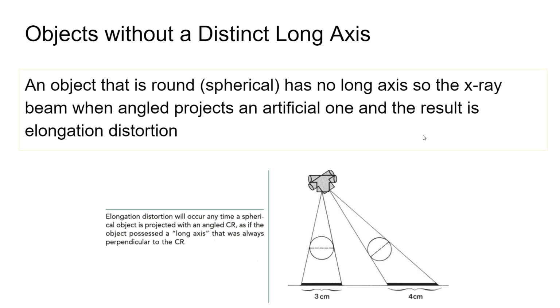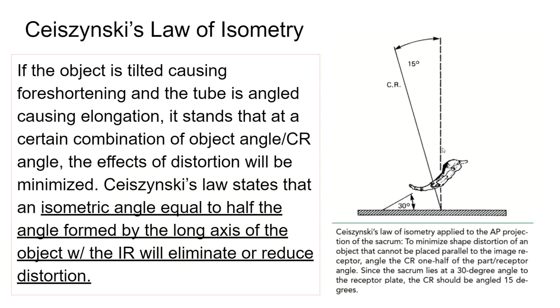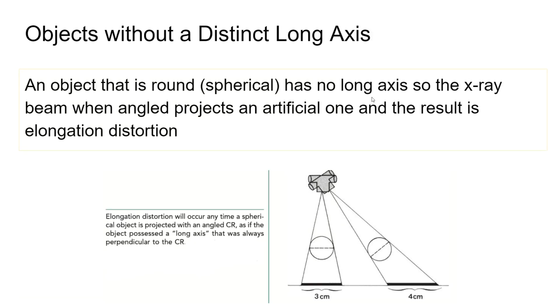Spherical objects, like we were saying at the very beginning, are very difficult to figure out because there is no real long axis. So if you go back up again to here, if we take half of the angle formed by the long axis of the object, the problem in spherical land is no long axis, right? So we're getting elongation. Not much you can do there.